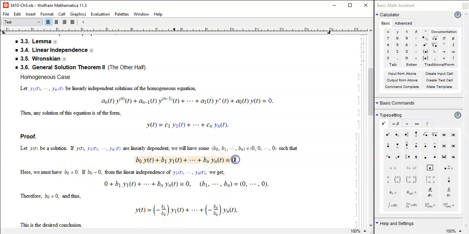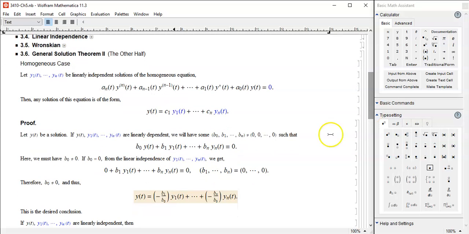So from here, we can divide each term by b0. Divide by b0 and solve for y of t, and then what do you have? We have a linear combination like this. Y is negative b1 over b0 y1 plus negative b2 over b0 y2, all the way up to negative bn over b0 yn. And what did you get? We got the desired conclusion. Okay, all right, so far so good.